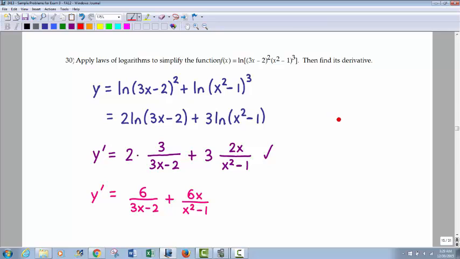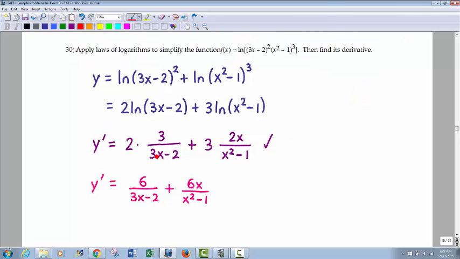And then you would have 3 times ln of x minus 1 plus 3 times ln of x plus 1. So now the derivative, so the 2 and the 3 just sit there. Remember, it's the derivative of the inside over what's on the inside. So the derivative of 3x minus 2 would be 3 divided by x minus 2. And then the derivative of x squared minus 1 is 2x divided by x squared minus 1.